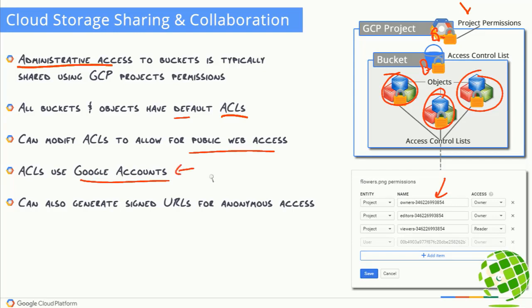Also, just a note on Google accounts. When you define an entry in your ACL, you can specify for the entity a specific user, so you put their email address in there. You can specify a Google group, and you can even specify a domain.